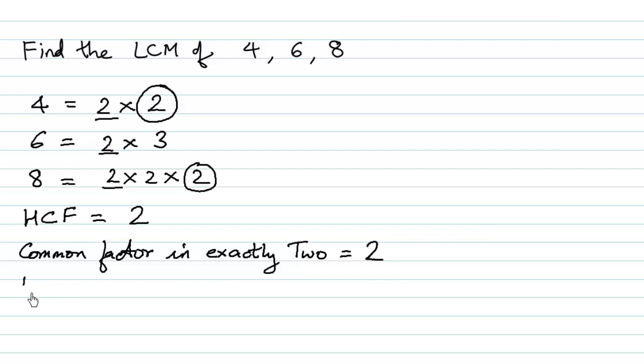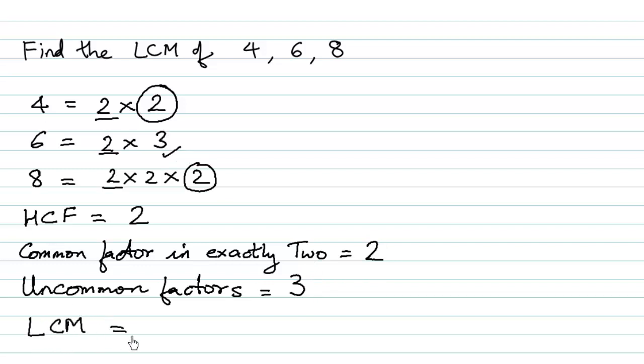And then we are going to write down the uncommon factors. That is the number which has not been underlined or circled, which is this number 3. So this 3 is the uncommon factor. In order to find the LCM, we are going to multiply this HCF, this common factor in exactly 2, and the uncommon factor. So 2 multiplied by 2 multiplied by 3 is 12. So the LCM of 4, 6 and 8 is 12.